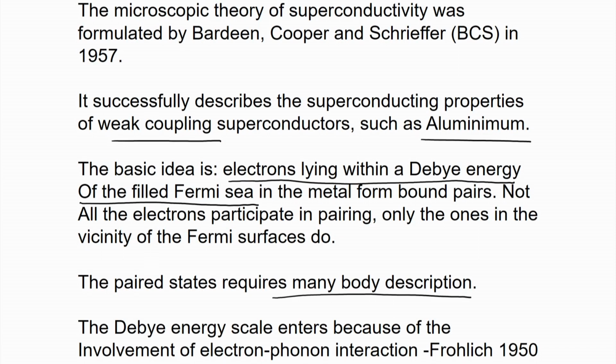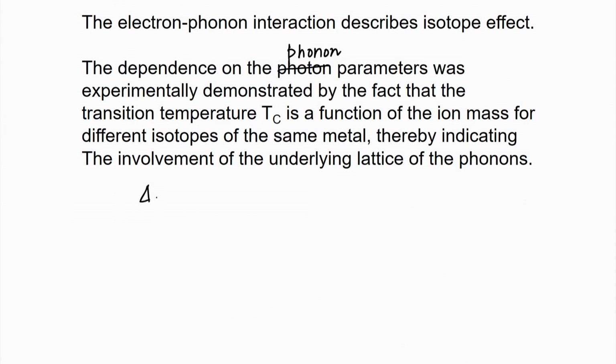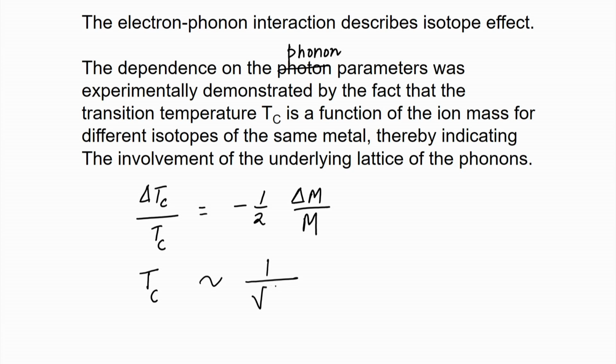If you want to write this, it goes as delta Tc over Tc equal to minus half delta m over m, where m is the ionic mass and delta m is the difference in ionic masses of two isotopes, or very simply this is written as Tc being proportional to 1 by square root of m, where m is the ionic mass. So, these are experimental demonstrations that the phonons are involved, which is also central to the discussion that we are going to have.